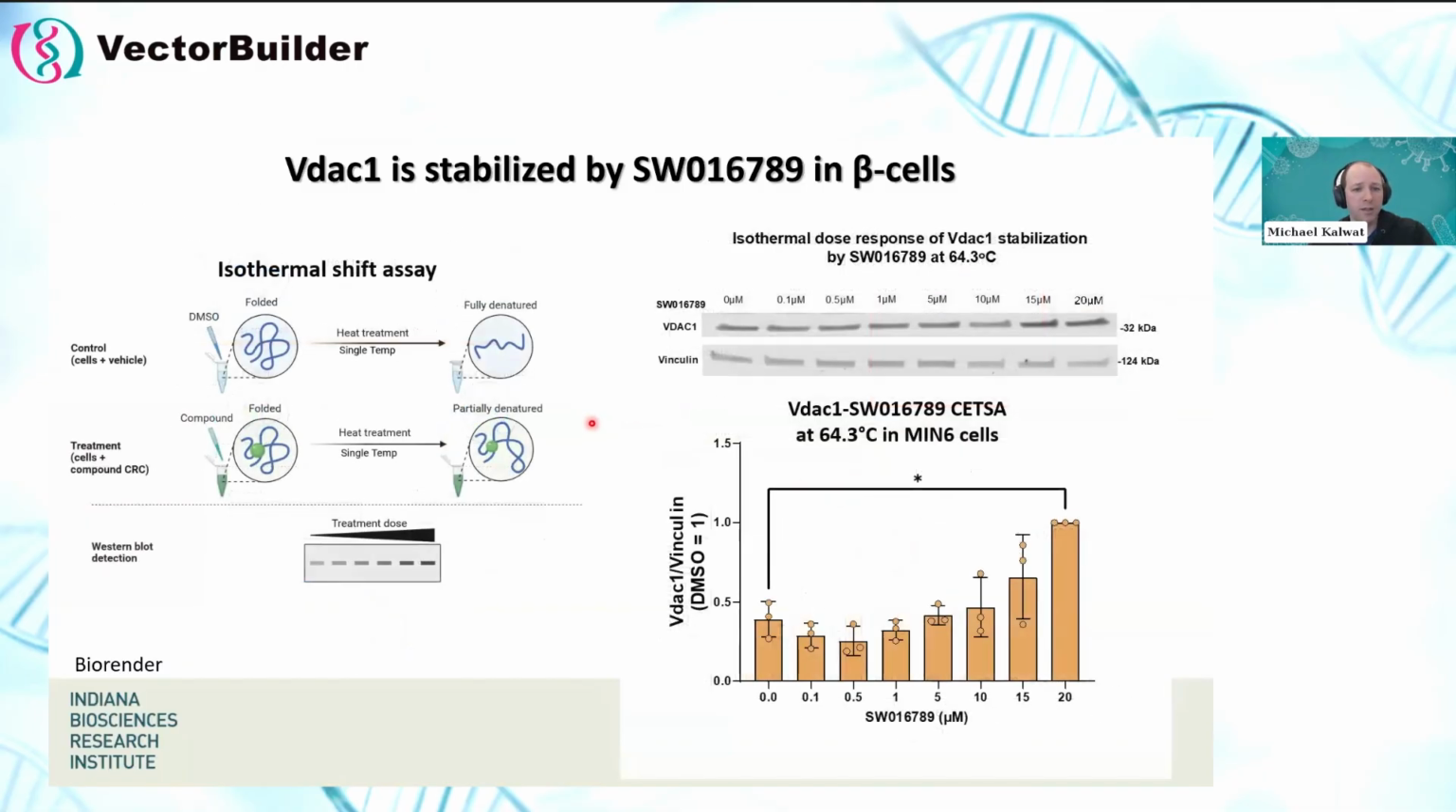And Gita did that. She took one of the temperatures where we saw a big difference, which was at 64 degrees Celsius, and she incubated cells with or without our compound, and different doses of the compound, heated them all to that temperature, and performed the same assay. And you can see a dose response of increase in VDAC1 stability during treatment with SW16789.